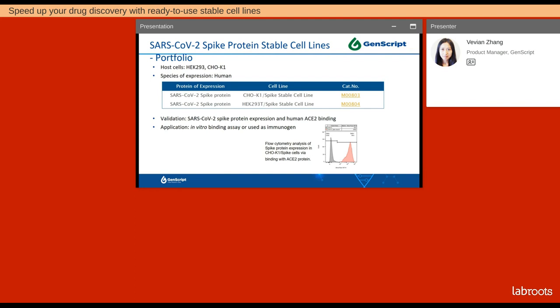Here I'm showing you representative data of the flow cytometry analysis of the spike protein expression on the TrCa1 spike cells while binding with the ACE2 protein. As you can see in the red, the TrCa1 SARS-CoV-2 spike protein cell line was detected with a high level of ACE2 binding compared to the control cell line, which is just the TrCa1.